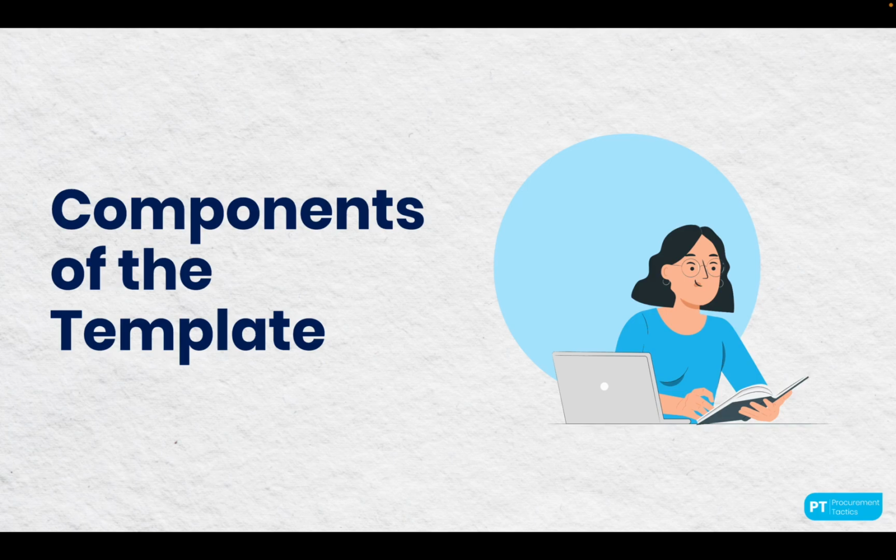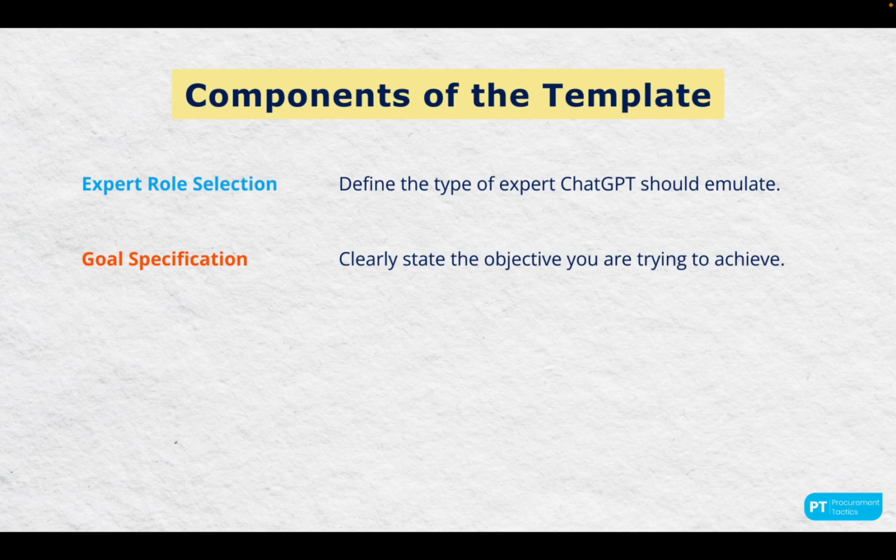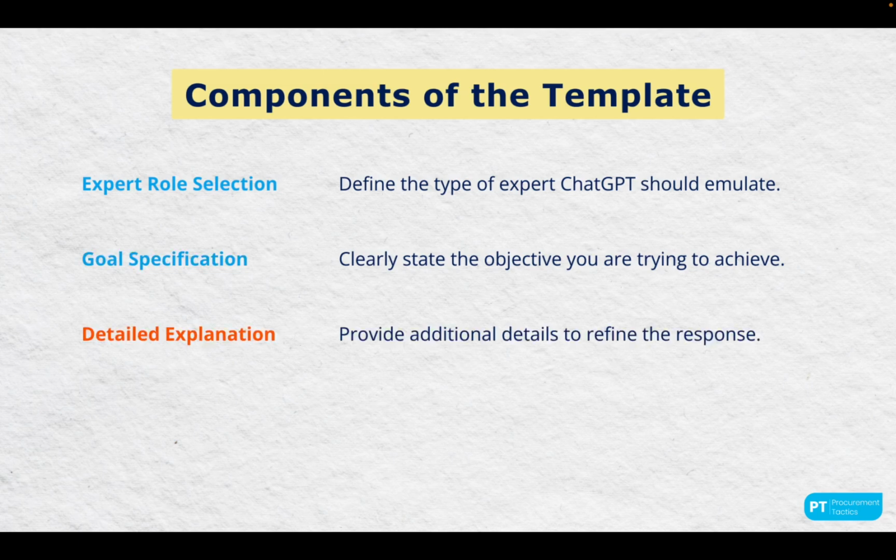So let's get to the components of the template. First, we start with the expert role selection, and hereby we define the type of expert ChatGPT or any other AI tool should emulate. Then we talk about the goal specification, so we're stating the objective we are trying to achieve. We'll provide additional details to refine the response, so basically giving more context for ChatGPT. I'll just refer to ChatGPT to give it a better understanding of what it is that you're looking for. And then we'll also determine the response format we're looking for.